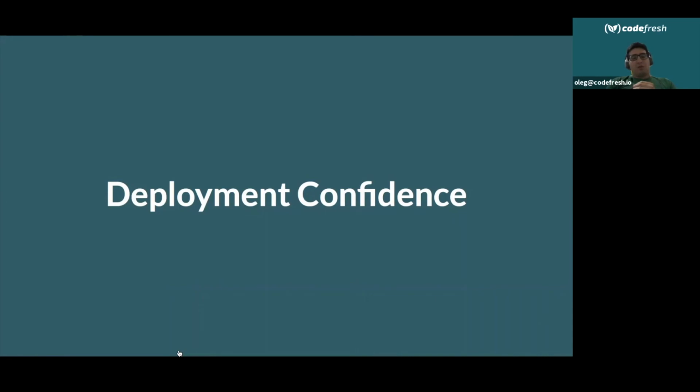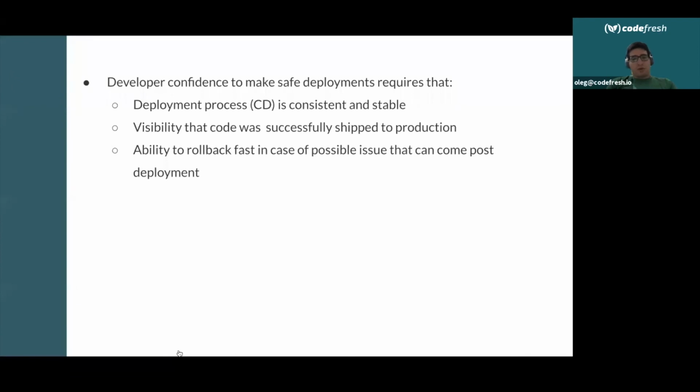Let's talk about something that I think is very important to resolve when you're adopting Kubernetes and obviously pushing to continuous deployment or even more complex deployment patterns. And I call it deployment confidence. I think that developer confidence to make a safe deployment is critical. Even if the code has bugs or issues, the process itself should be consistent and stable.